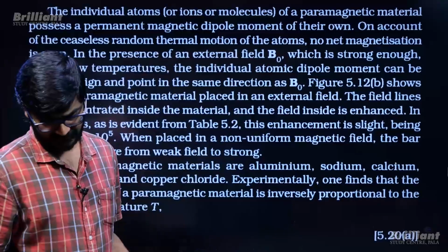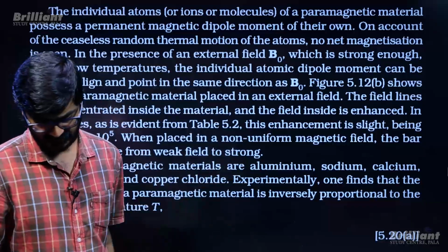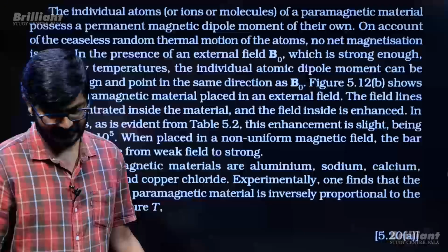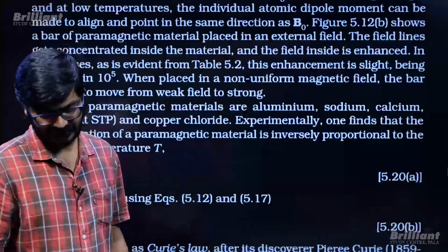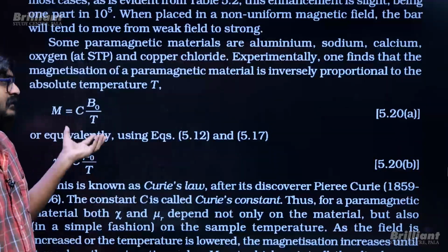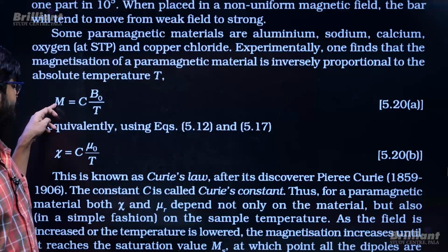Some paramagnetic materials, examples: aluminum, sodium, calcium, oxygen and copper chloride. Experimentally, one finds that magnetization of paramagnetic material is inversely proportional to absolute temperature. So questions will be based on this also. Anyway, it is an experimental thing.